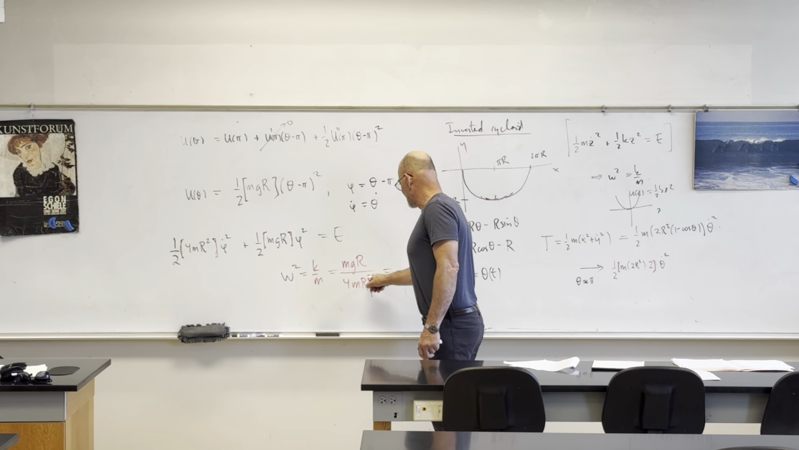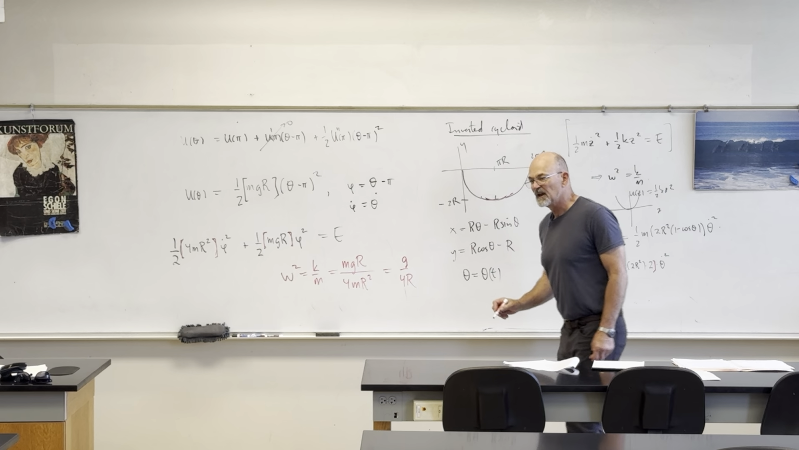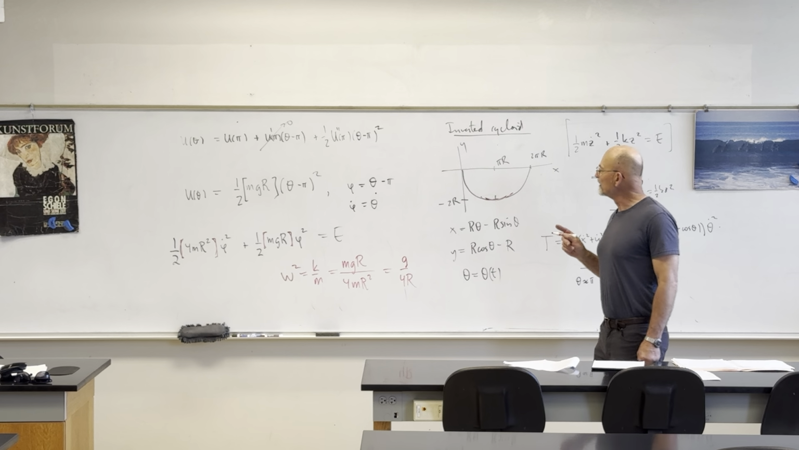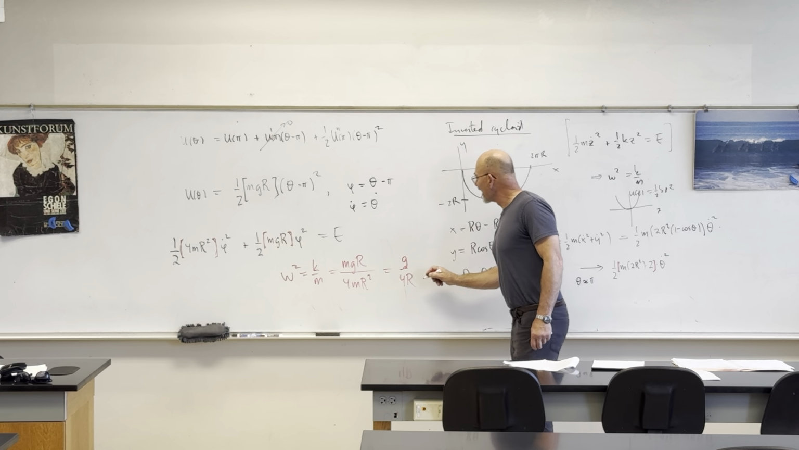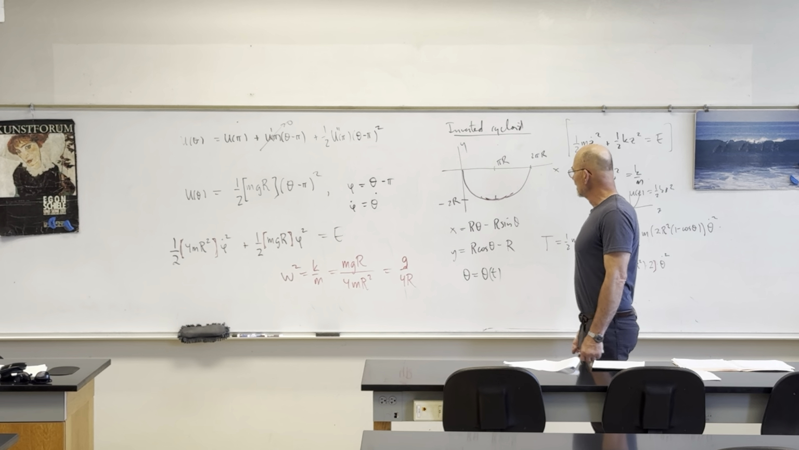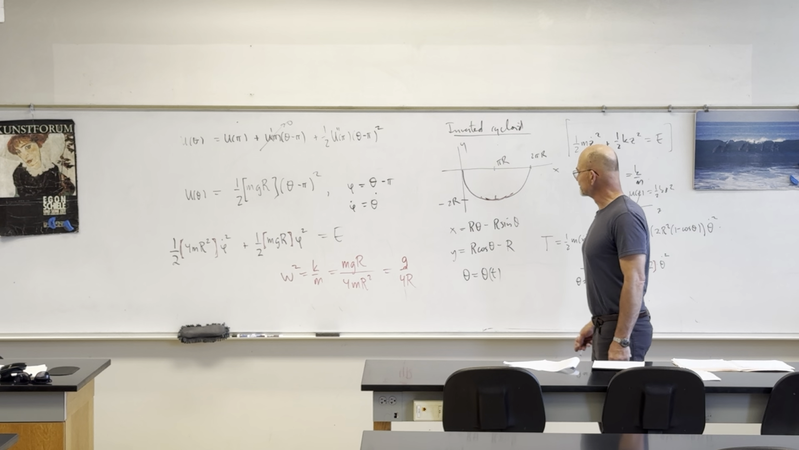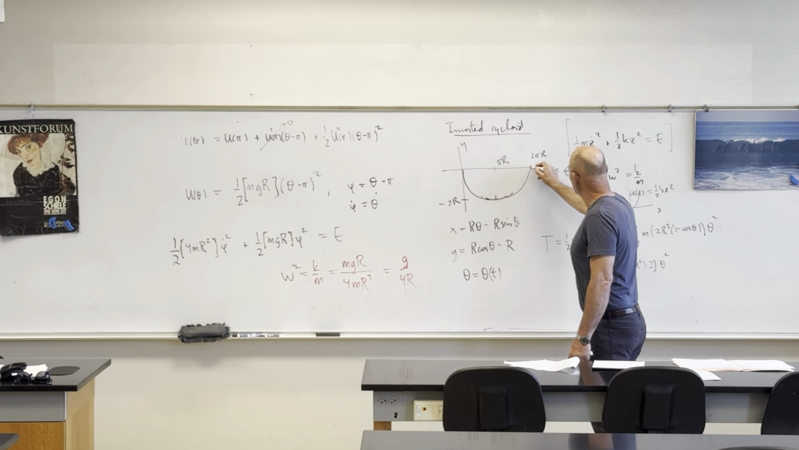And this is an interesting result, g over 4r. So it has the frequency of oscillation of a pendulum of length 4r. We'll study that more next semester. Because that 4r is actually not a, I'll even show you what we're going to prove next semester.